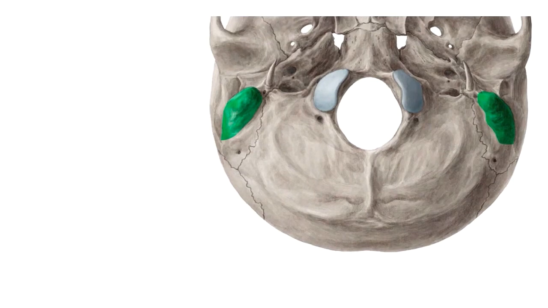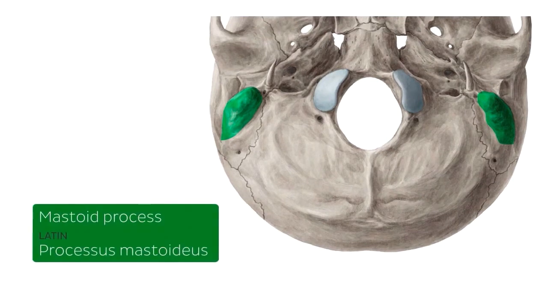Next structures that we're going to be seeing here highlighted in green are found on the temporal bone, and these protrusions are known as the mastoid processes. The mastoid processes are located behind the acoustic meatus, as you can see here, one on each side.